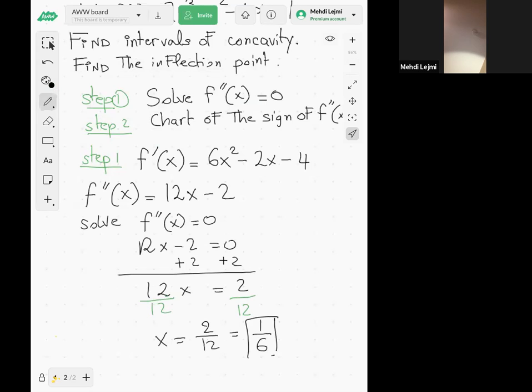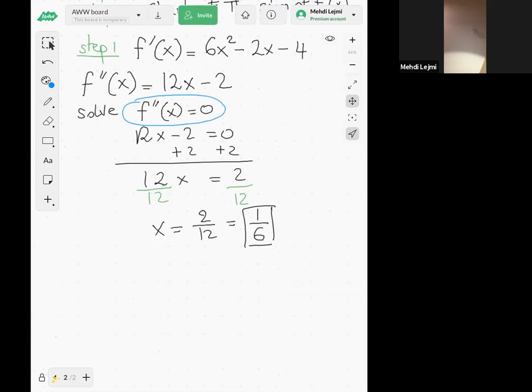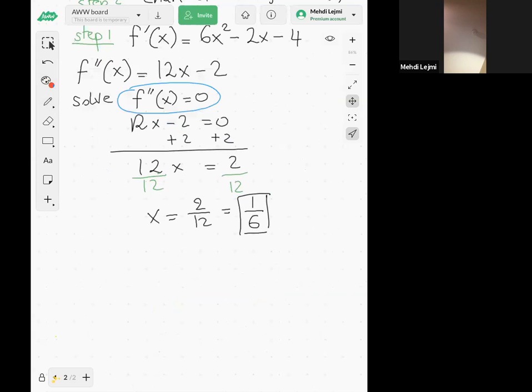Again, guys, this is the solution of f second of x equal to 0, right? So now I got this 1 over 6. Now I have my chart. So step 2, the chart. Now we're going to do the chart for f second of x.